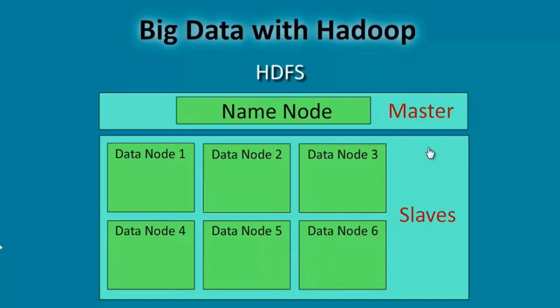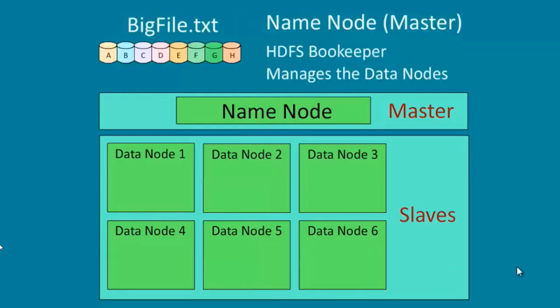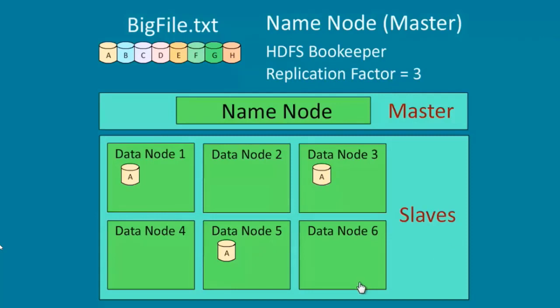So here we are. We have our master name node. This is the node that deals with storage, the Hadoop distributed file system. So at first what we want to do is take our data and distribute it to our slave computers. So how this works is the name node master, which is also the HDFS bookkeeper, manages these data nodes, manages the slaves. It's going to take this bigfile.txt file, and it's going to distribute the data blocks to the slave nodes. And notice in this case, we've taken the first data block, which is the A data block, and it's been distributed to multiple data nodes.